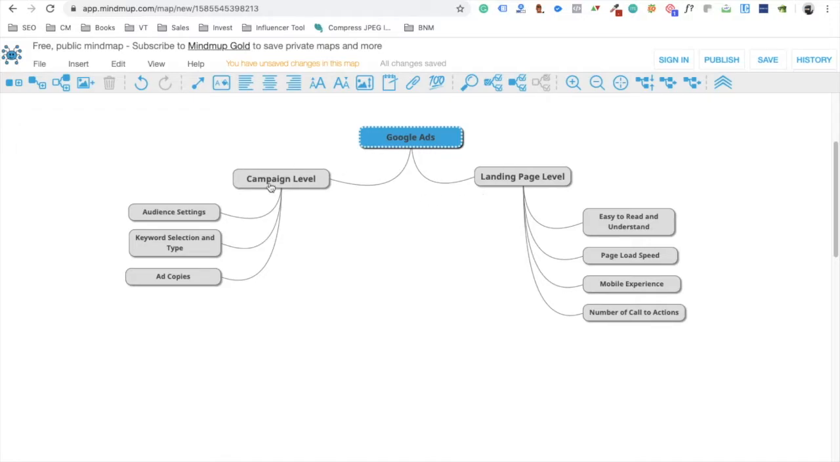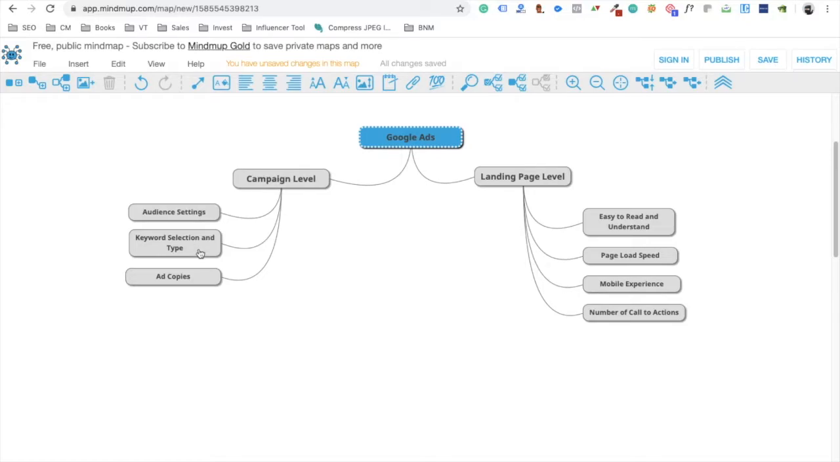If I move on to the campaign level, there are 3 points in the beginning that I focus on: the audience settings, the keyword selection and type, and the third one is the ad copies. Audience settings is basically your customer persona. What sort of audience do you want to target? What is their age? Which location do they belong to? What are their challenges? What are their goals? What are the problems they're facing in order to opt for your service or product? Basic things. The entire audience setting is based on the customer persona that you create for your client.